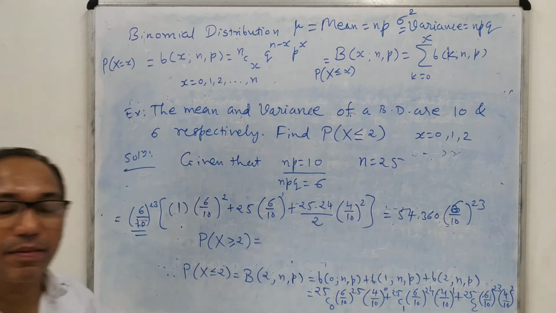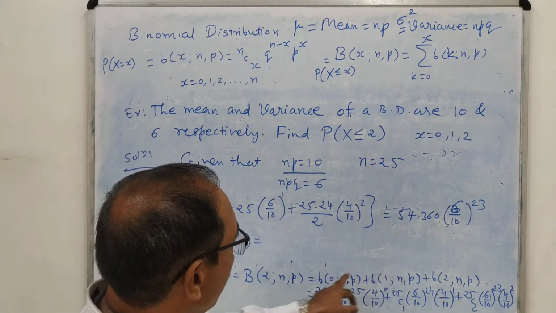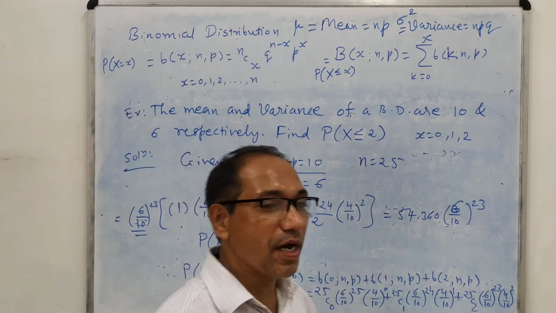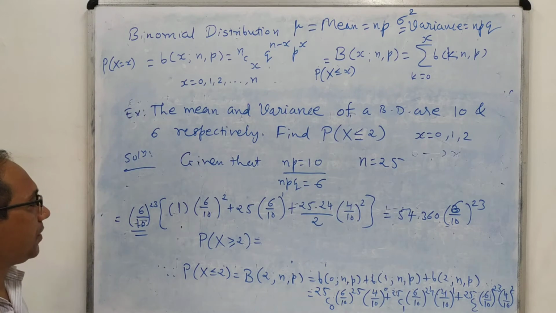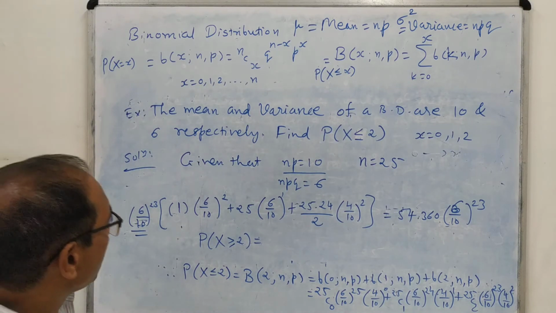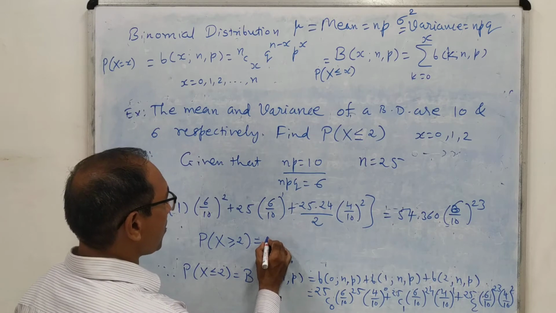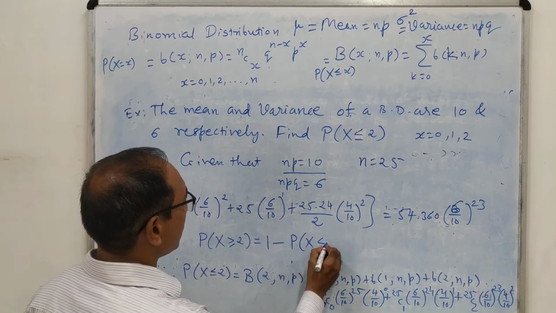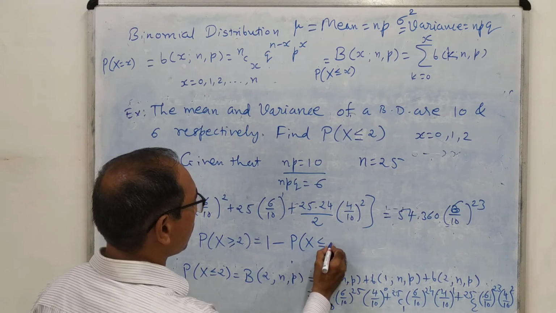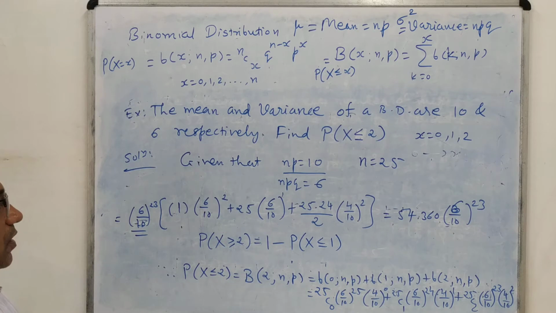So 2 to 25. That means we need to find this kind of probabilities for x equal to 2, 3, 4, 5, 6, 10, up to 25, and it takes too much time. So instead of this, we will use an idea. We know that the total probability is 1. So we can find this by using 1 minus probability of x less than 2. So from 1 we will subtract this one.